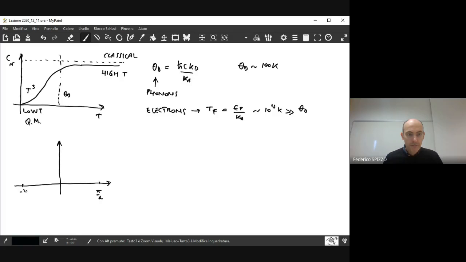And the fact that for phonons it is possible to access both regimes is due to the fact that if we plot the usual diagram where we have here h bar omega of k, we plot the three different branches that we have, for instance, for the acoustic phonons.